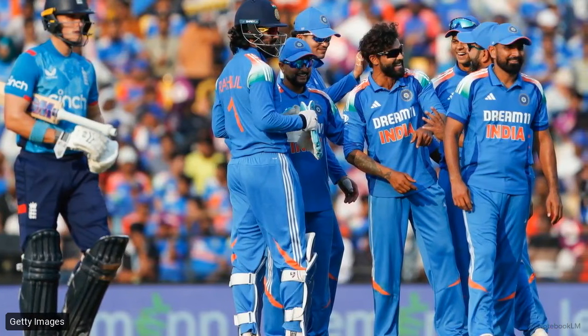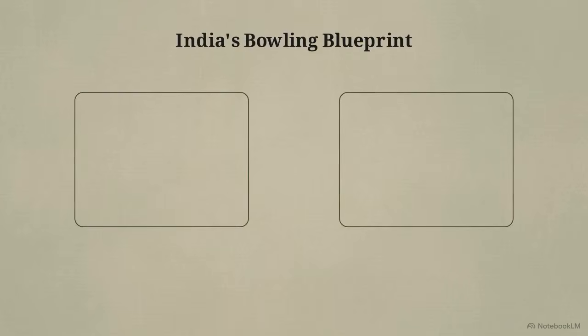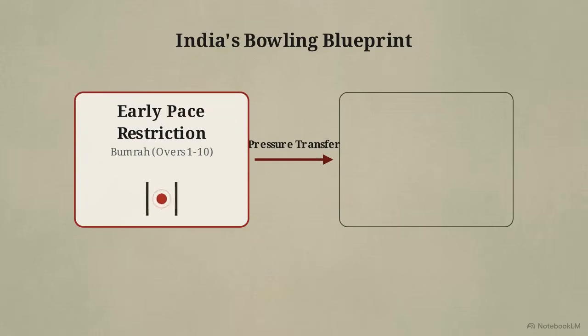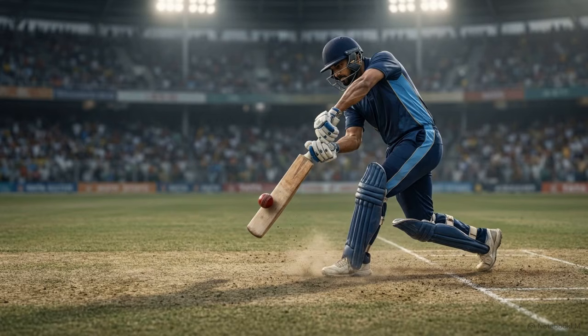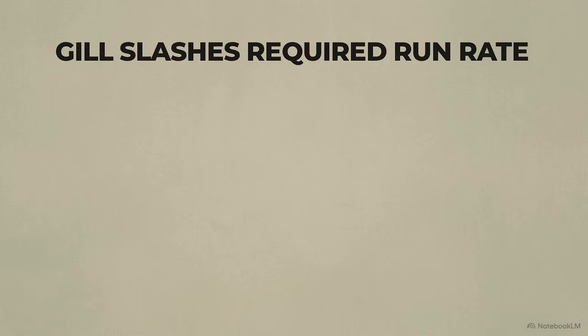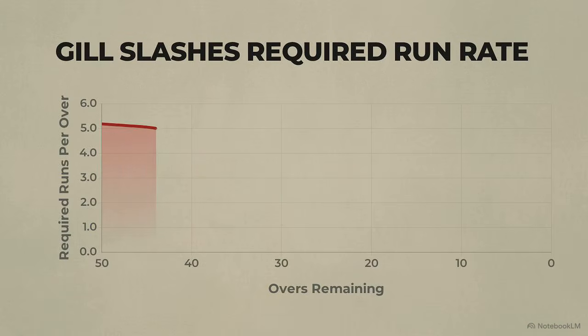out the tail. The effectiveness of the bowling plan came from the transition between Bumrah's early pace restriction and Patel's middle over wickets. During the chase, Shubman Gill provided the primary batting input, scoring an aggressive 80 before retiring. His scoring rate meant the required run rate remained low, preventing the scoreboard from dictating the tempo of the innings.